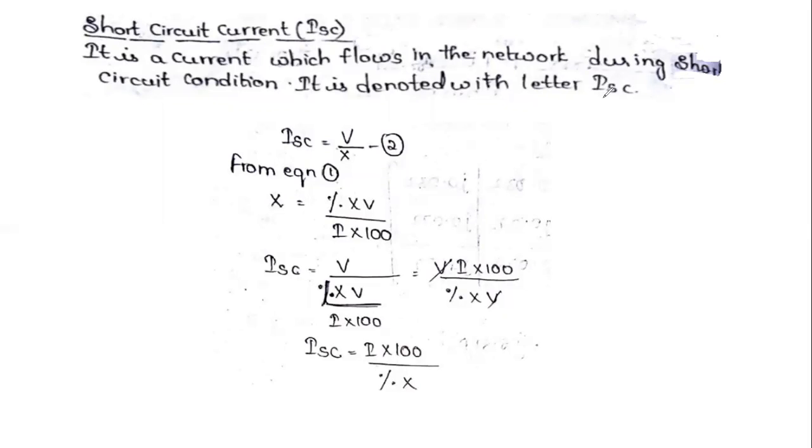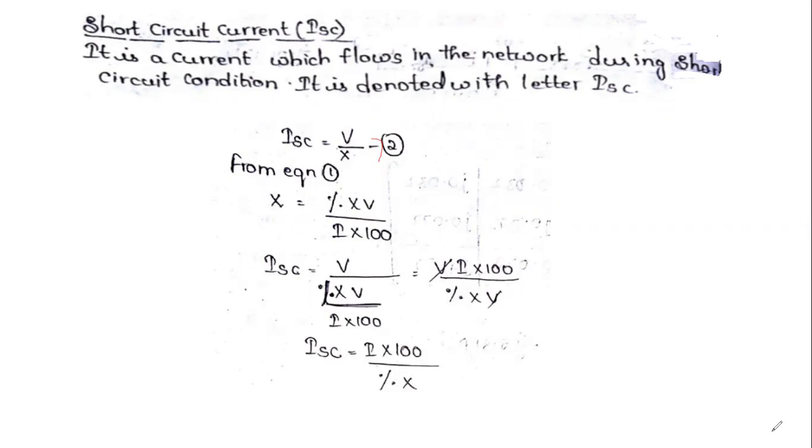When a short circuit occurs, how much current is flowing through the circuit? That will be calculated using this formula. Therefore the short circuit current ISC is equal to V by X, where V is the applied voltage and X is the reactance. Consider this as equation number 2.